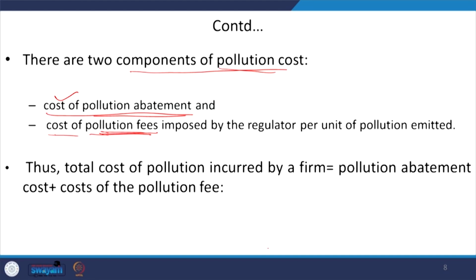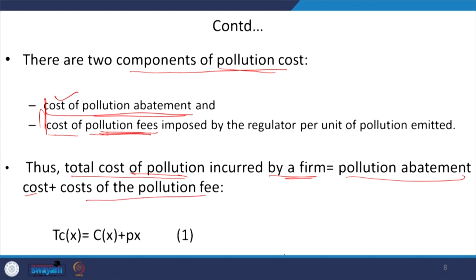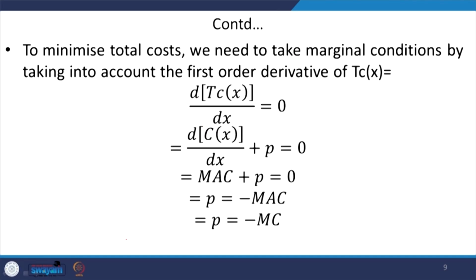So, these are the two components, and now we can find out the total cost of pollution. The total cost of pollution borne by a firm is the pollution abatement cost, this is the first component, and the second one is the cost of the pollution fee. So, symbolically this total cost of pollution, represented by TC(x), is the first component, the pollution abatement cost C(x), plus the pollution tax bill or pollution fee, that is P into x.